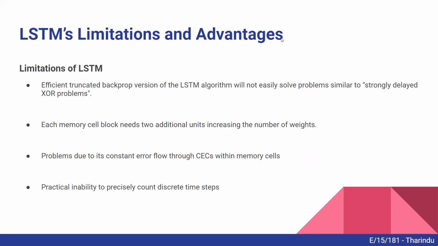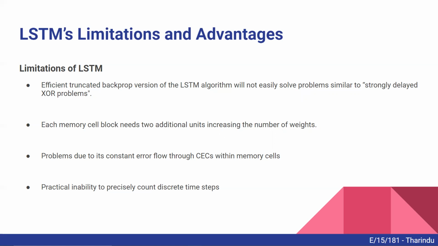Thank you. When we're talking about the limitations of LSTM, the efficiently truncated backprop version of the LSTM algorithm will not easily solve problems similar to strongly delayed XOR problems, where the goal is to compute the XOR of two widely separated inputs that previously occurred somewhere in a noisy sequence. And also, each memory cell block needs two additional units. In comparison to standard recurrent nets, however, this does not increase the number of weights by more than a factor of 9. Each conventional hidden unit is replaced by at most 3 units in the LSTM architecture.